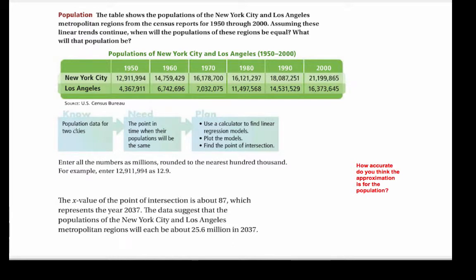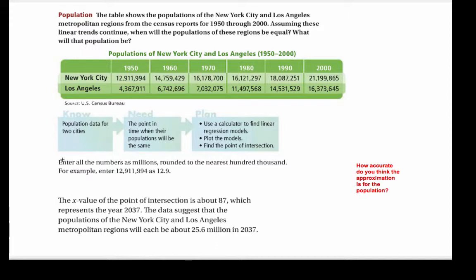And what we know is population data for the two cities. What we need is the point in time when their populations will be the same. That's what we're asked. And our plan is to use a calculator to find linear regression models, plot the models, and find the point of intersection.